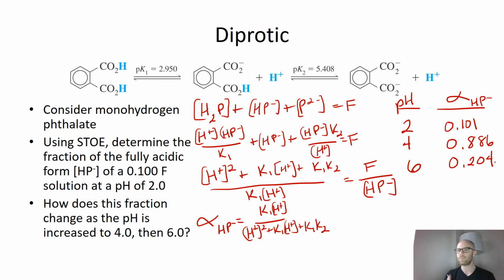This should start making sense because, considering that our pK values are given here for phthalic acid, it would make sense that if the pH is really low, lower than pK1, you have this situation where it's not very much intermediate. And when you're above 5.408, it's, again, not much intermediate, but in the middle, it would make sense that the species that's there the most is the one that's in the middle.